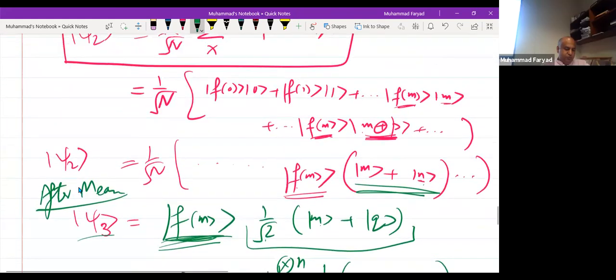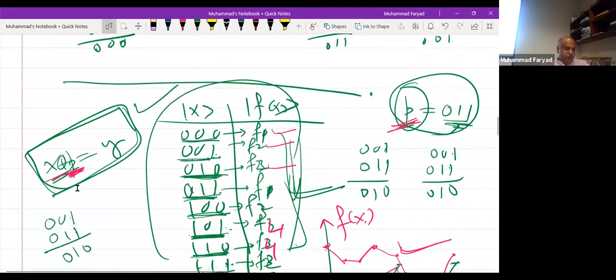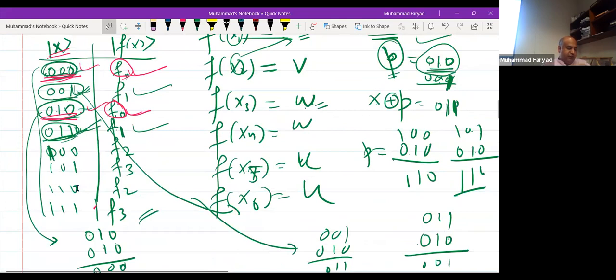See, these m and q, if you go to the table, are the states for which the function value is the same. So let's say if m is 0 0 0, then q is 0 1 0. If m is 0 0 1, then q is 0 1 1, because this m and q are related by this XOR operation, because for both of them the value of the function is the same.